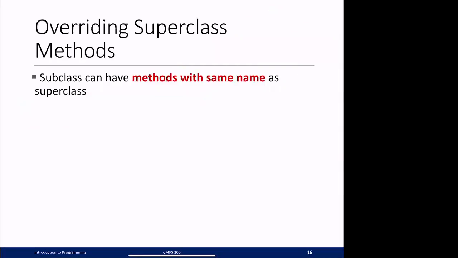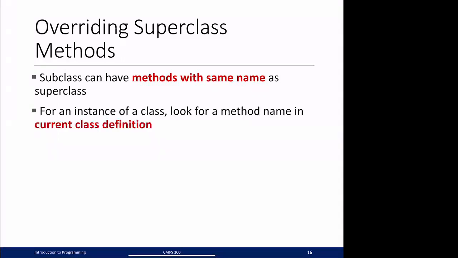So overriding superclass methods, like what we did with the string. A subclass can have methods with the same name as a superclass, and that means you're overriding the superclass method. For an instance, right? Let's look at a method name. So for an instance of a class, let's say I defined an object of type cat. How does Python figure out which method to use if you have a method defined in multiple classes or in a hierarchy of classes?